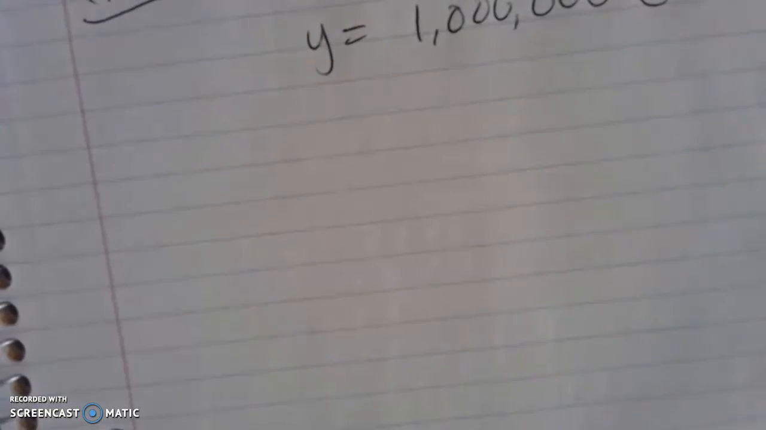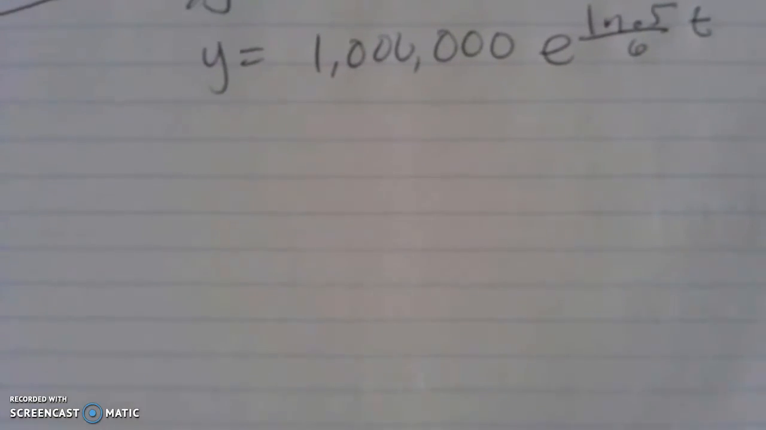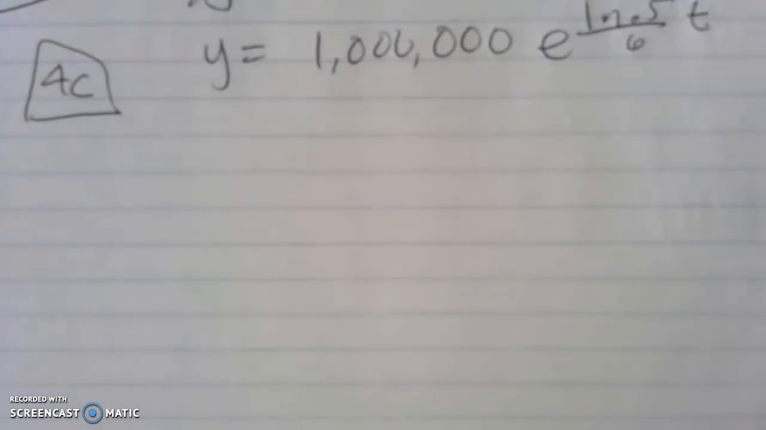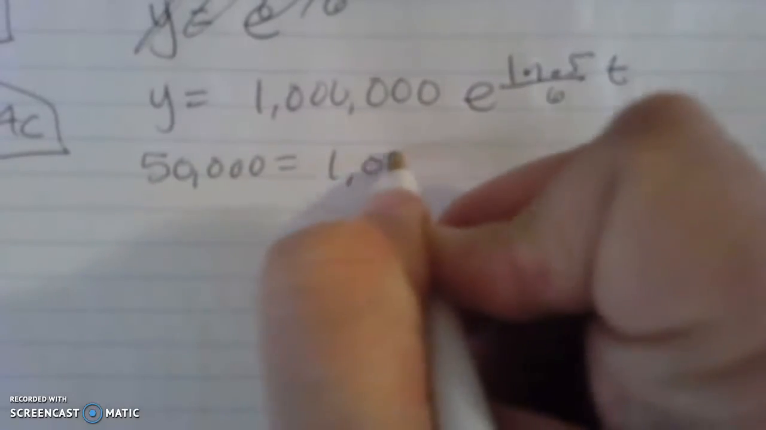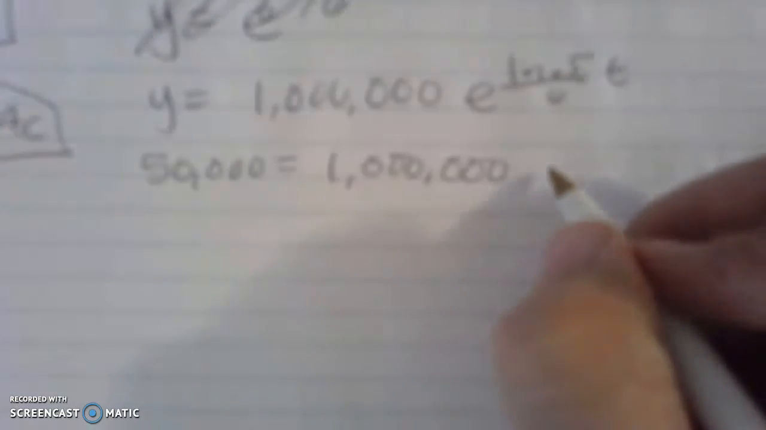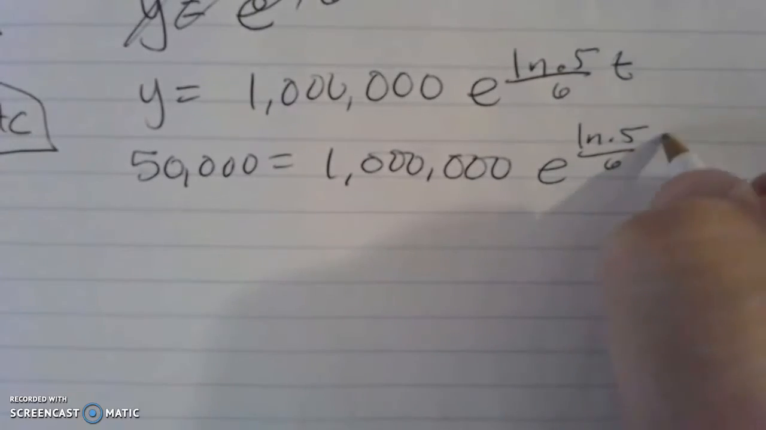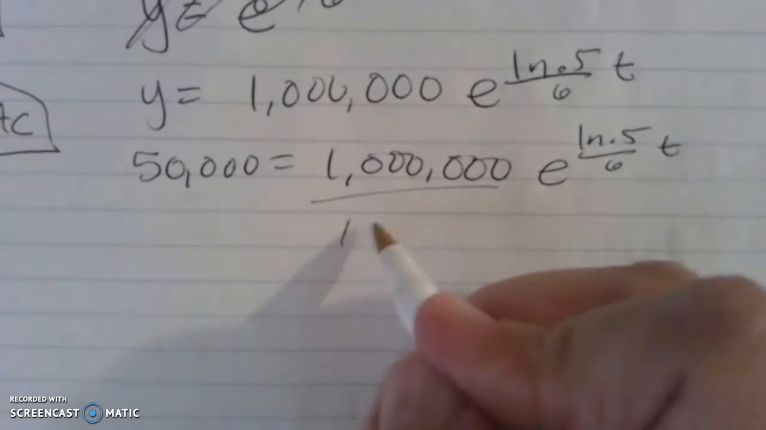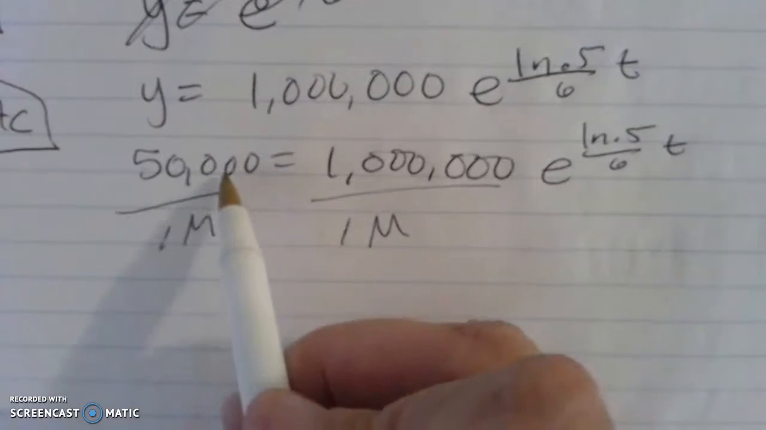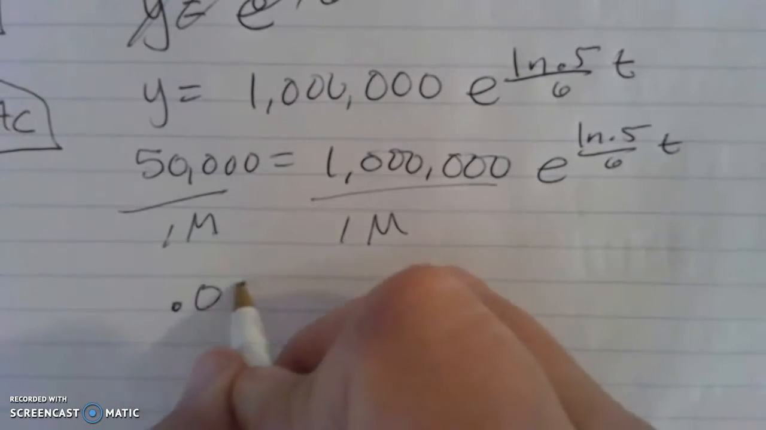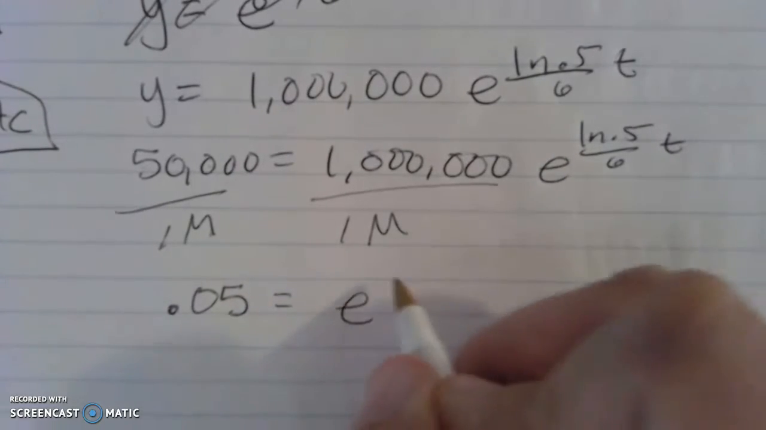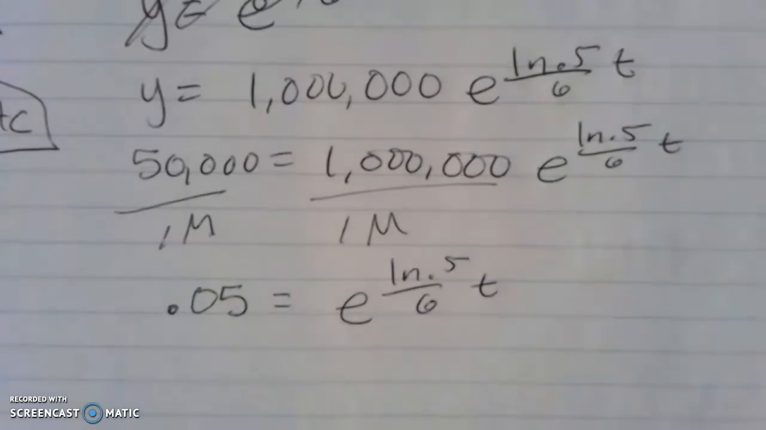So we're going to go back to our equation for 4c. This is 4c. And we had y equals 1 million e to the (ln 0.5 over 6) times t. And all we're going to do is plug in 50,000 for our y value, and we're going to solve for t. First thing we do is divide by 1 million. 50,000 divided by 1 million is 0.05, and this leaves e to the (ln 0.5 over 6) times t.